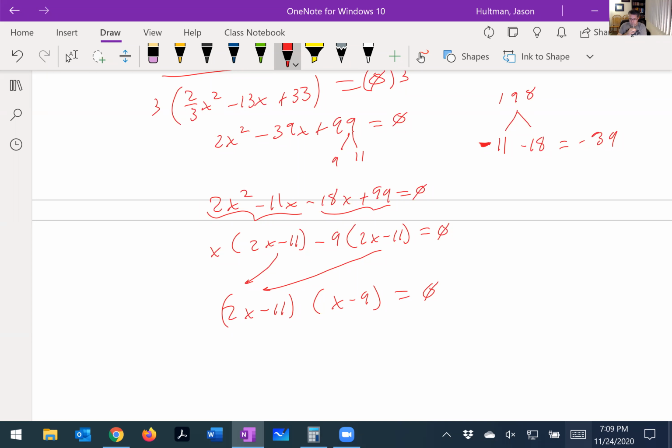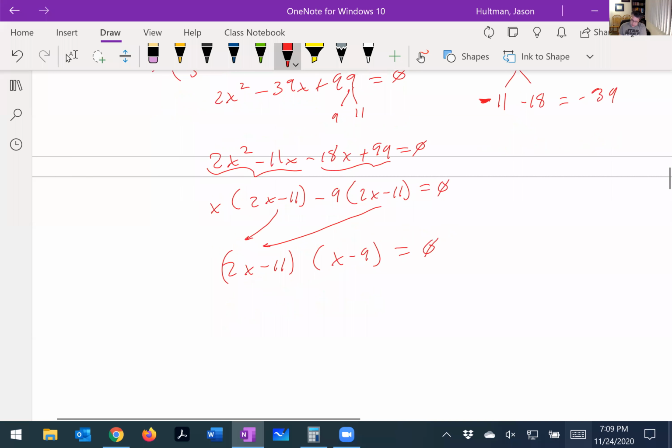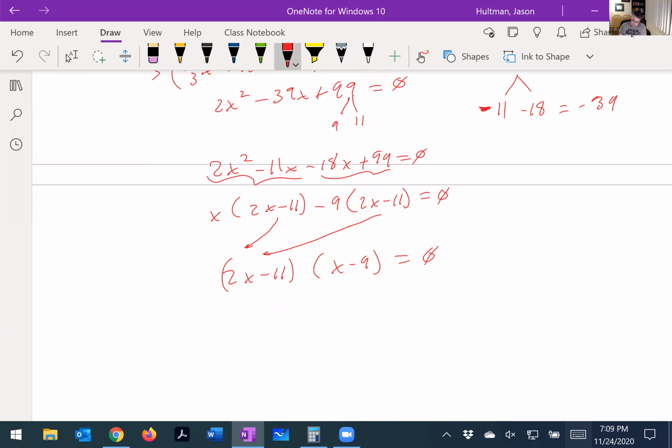Okay. So I'm going to set these equal to 0. Okay, so 2x minus 11 is equal to 0.